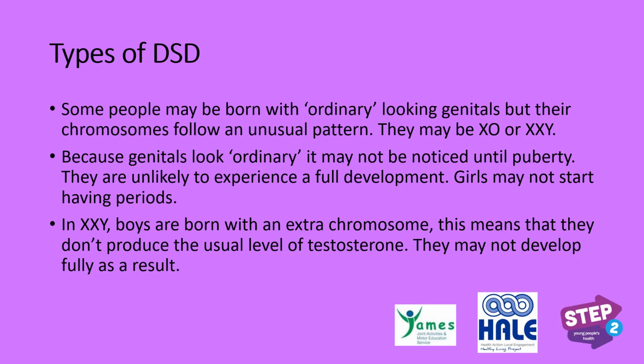Some people might be born with genitals that look how we would expect, but the chromosomes follow an unusual pattern. They could be XO or they could be XXY. Remember, they're usually XX or XY. Because the genitals look so-called ordinary, it might not be noticed until puberty. They're unlikely to experience a full development. So all of the changes that happen to our bodies during puberty, somebody with the DSD might not experience all of those things. For example, girls might not start to have periods.